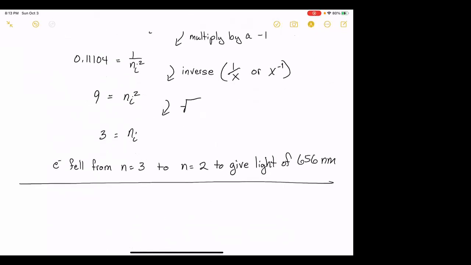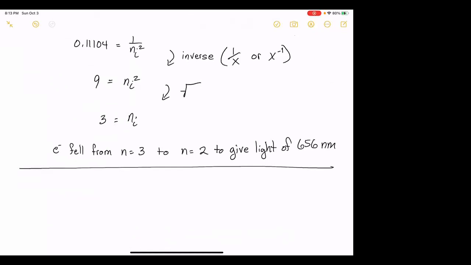Now, if I asked you for the energy, which I think is the next piece, again, I see energy this time, not energy level. I see energy, and I automatically want to go to E equals hc over lambda. I will give you the equation, and I do give you the constants.